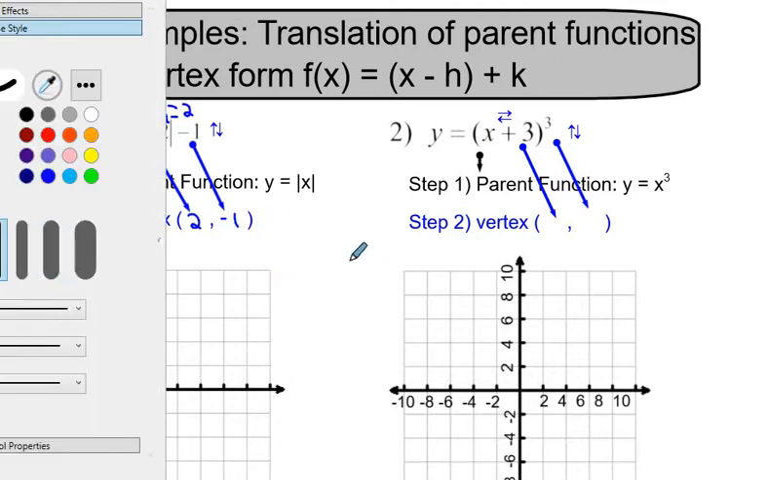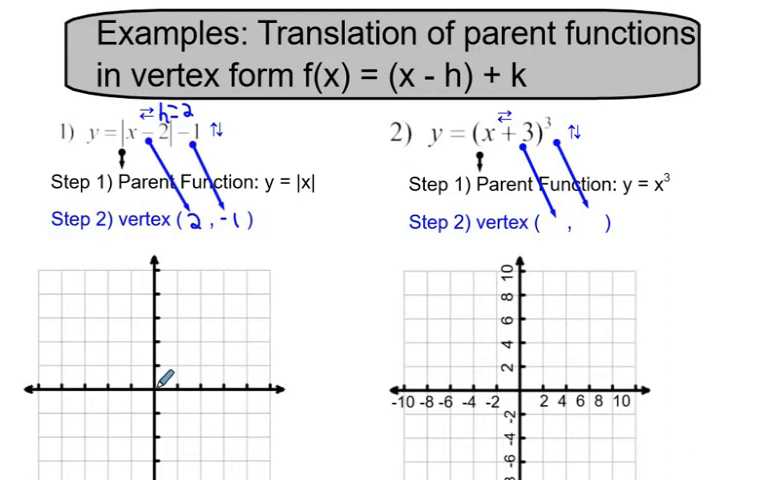Okay, so our parent function in this case is the absolute value. So I'm going to graph 0, 0, 1, 1, negative 1, 1, 2, 2, negative 2, 2. Now I'm going to graph this point, and this point will be at 2, negative 1, and then from here I'm going to graph 1, 1, negative 1, 1, 2, 2, negative 2, 2, and that is my actual graph. And believe it or not, that's it. That's all you have to do to be able to translate a graph from a function that is given.